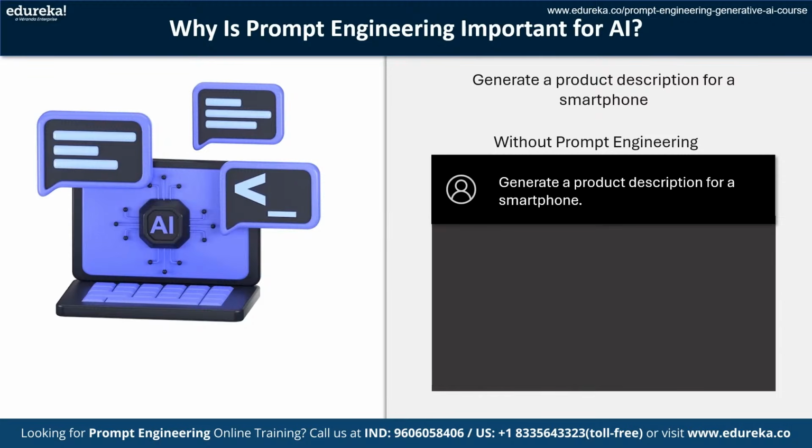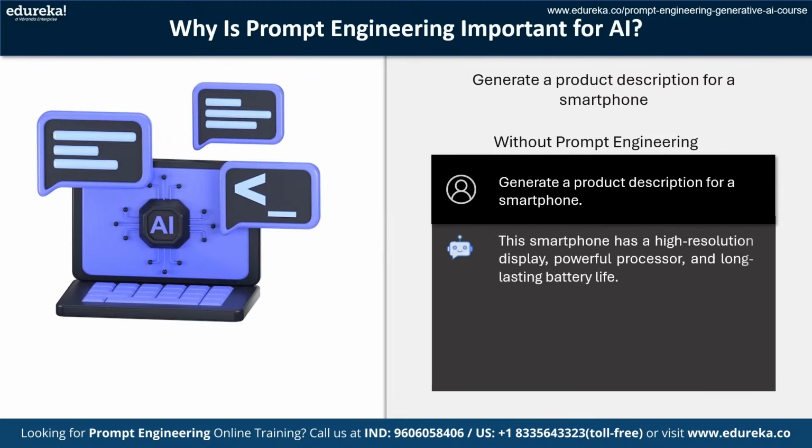So without prompt engineering, you would get something like this. This smartphone has a high resolution display, powerful processor, and a long-lasting battery life. The given prompt is less effective because it lacks specificity. It simply says "generate a product description for a smartphone." So this may make it difficult to come up with an idea and write something engaging and informative. Having a good prompt can make a significant difference in your writing.